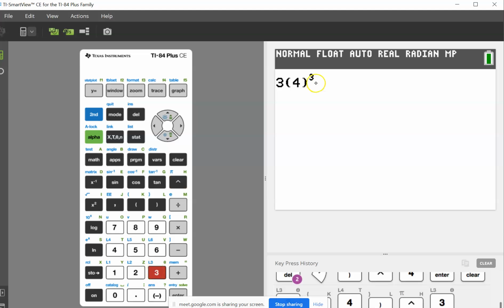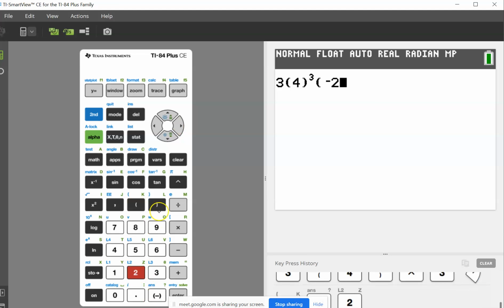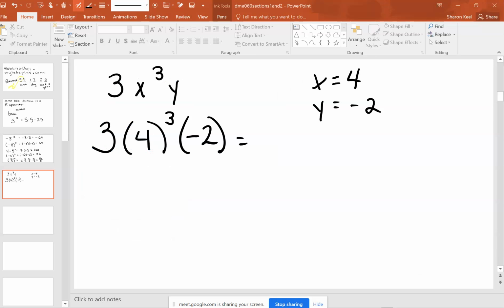Now notice my cursor is still up here at the top. Press the right arrow, and then we're going to type in the times -2. That gives us a -384.